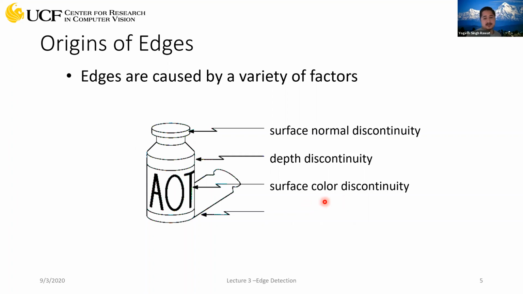Now, other causes of edges: you could have a change in color. For example, if there's something written on this bottle, then there should be some change in color. So in that case, you will observe edges. And there can be edges when, in this case, you have shadows, right? For the shadow, you will see some edge. But actually in the real world, there's nothing down there. It's the same object, it's just that the shadow is casting over it. And because of that, you are seeing this edge. So there can be many other reasons for which you are seeing edges in images.